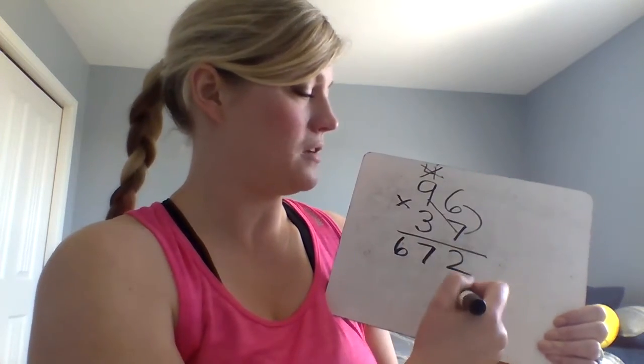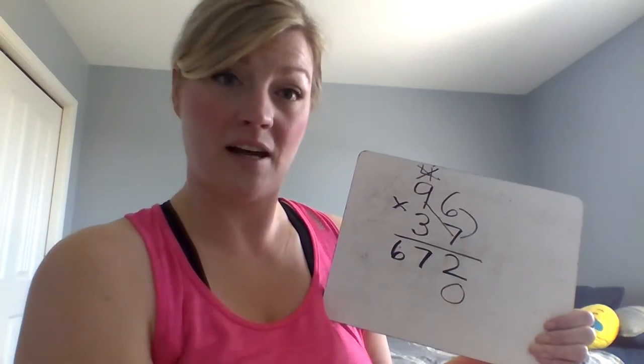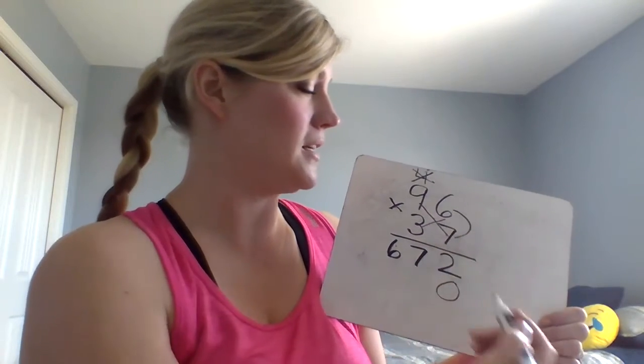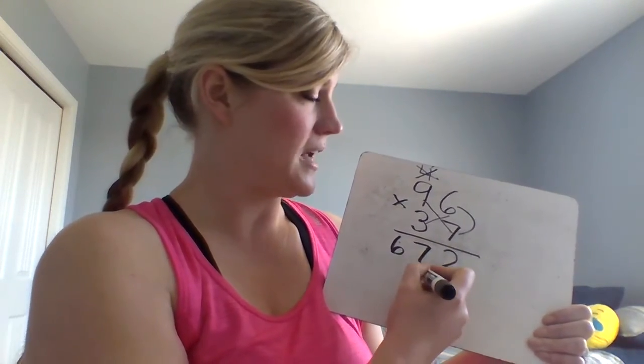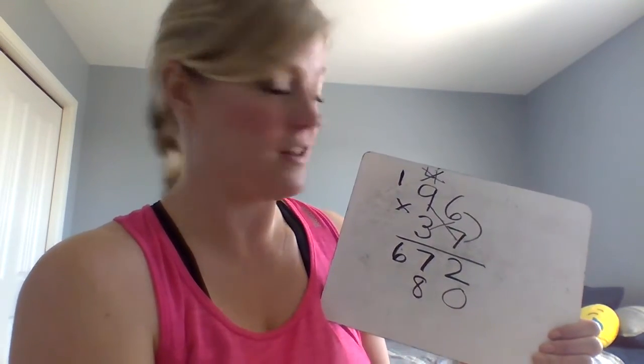X's and O's. Now I'm moving on to the second partial product where I'm going to be multiplying 30 by 96. So we start with the tens times the ones. I'm going to draw my line. 3 times 6 is 18. 18 tens, which will give me 8 tens and one new 100. And I'll put my 100 off to the side there.